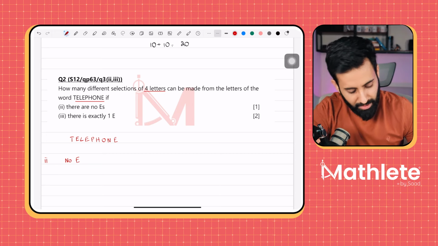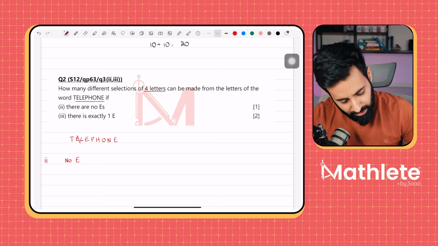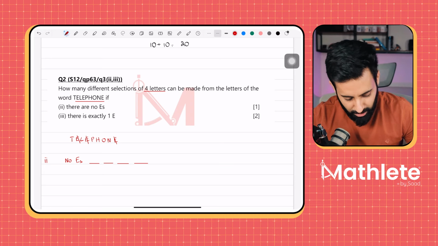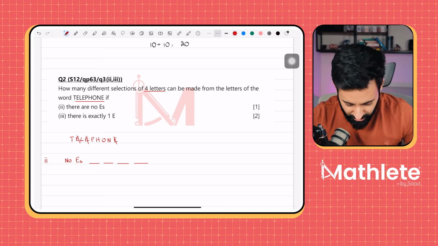So we've got to have no E's. Now, how many ways can you have no E's? First of all, let's cross out the E's. And remember, how many letters are we selecting? We are selecting 4 letters. So let's make 4 blanks. 1, 2, 3, 4. So if we're selecting no E's, that means I've crossed out the 3 E's.